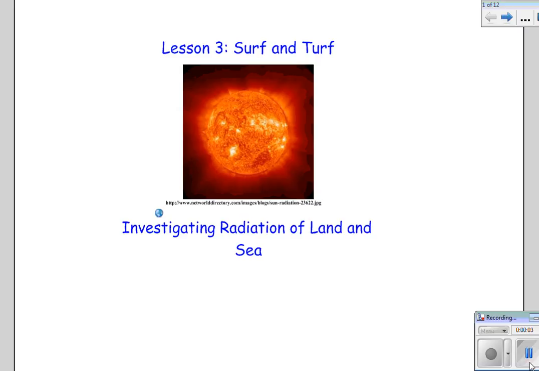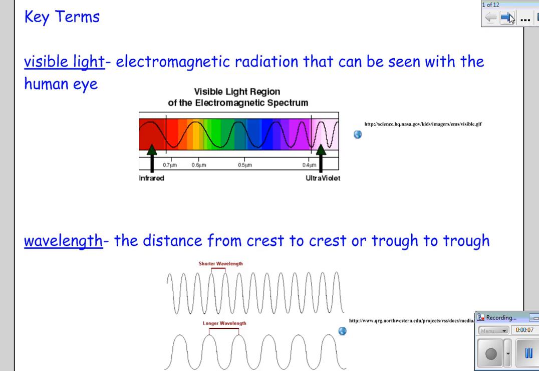Lesson 3, Surf and Turf, Investigating Radiation of Land and Sea. Key terms for Lesson 3. Visible light, electromagnetic radiation that can be seen with the human eye.